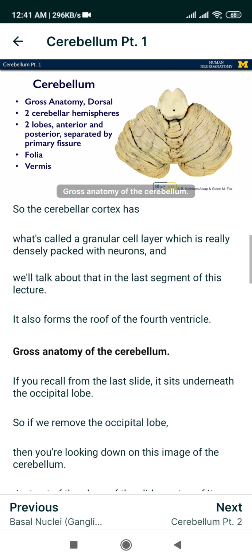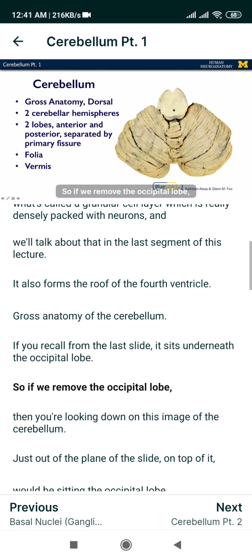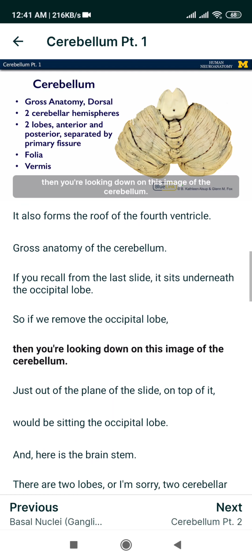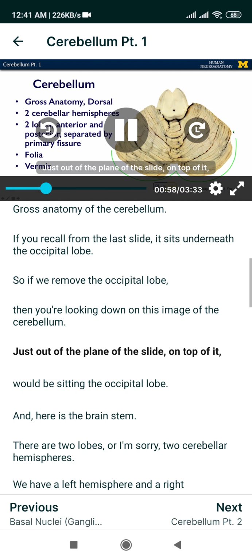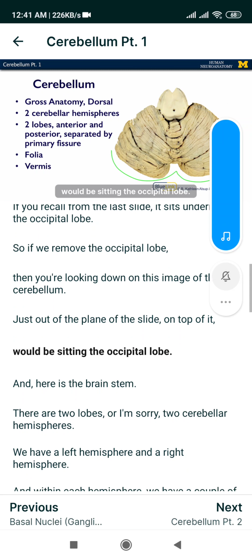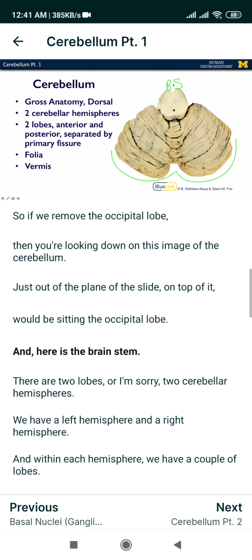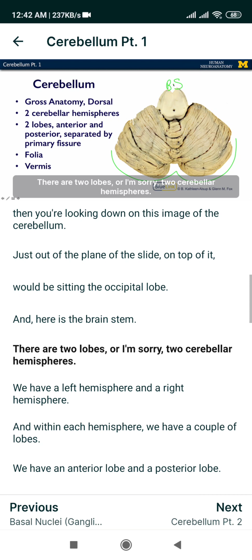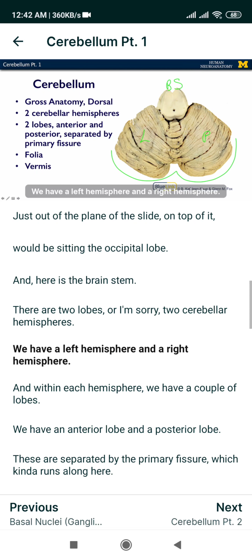Gross anatomy of the cerebellum, as you recall from the last slide, it sits underneath the occipital lobe. So if we remove the occipital lobe, then you're looking down on this image of the cerebellum. So just out of the plane of the slide, on top of it would be sitting the occipital lobe. And here is the brainstem. There are two cerebellar hemispheres. We have a left hemisphere and a right hemisphere.